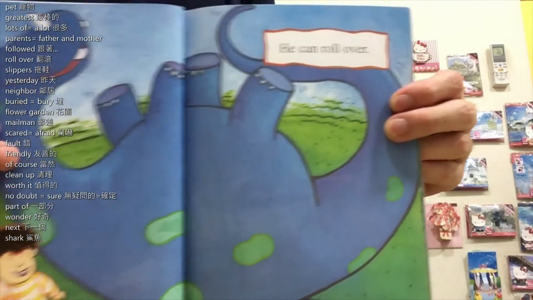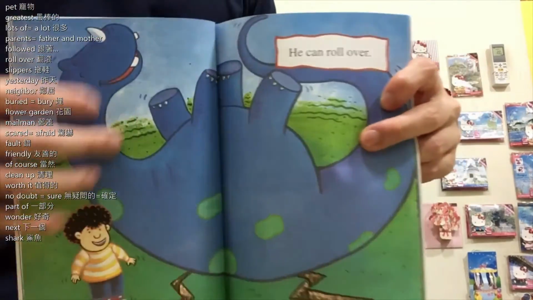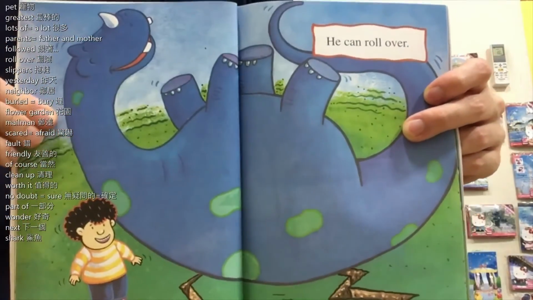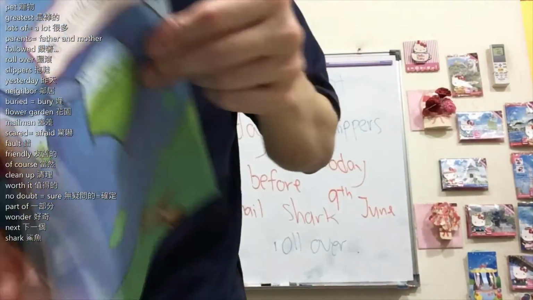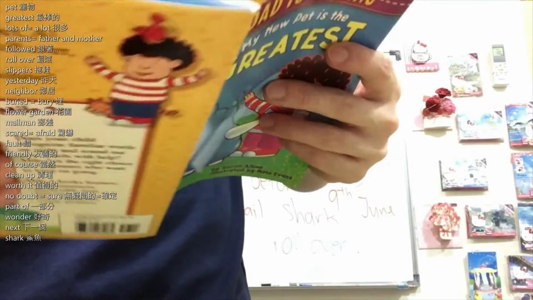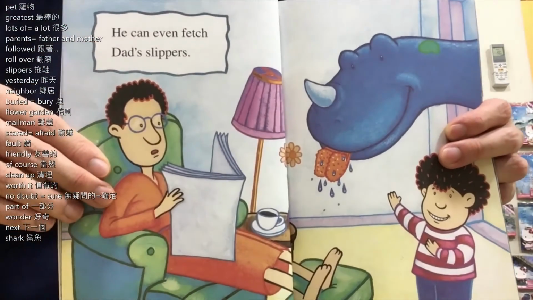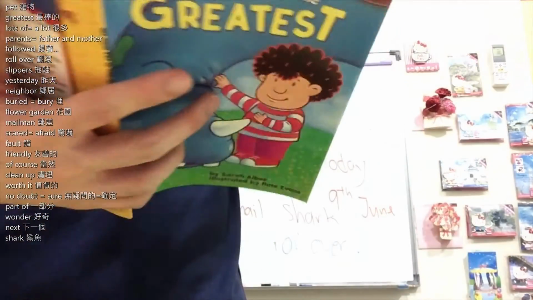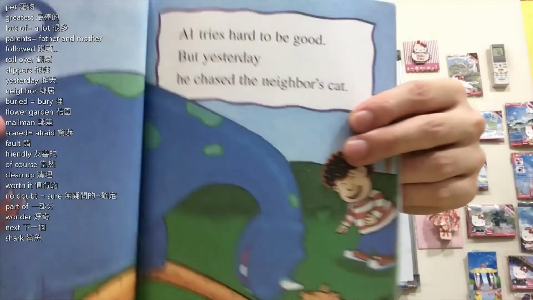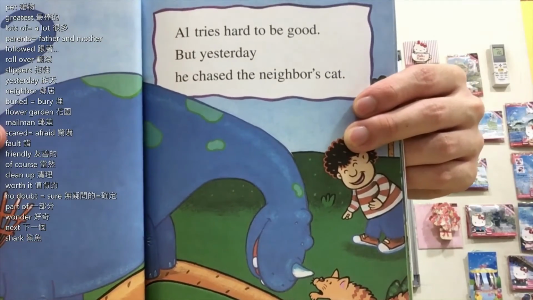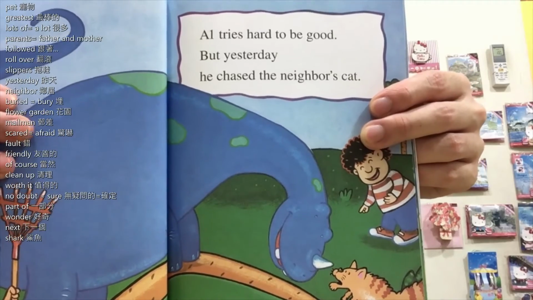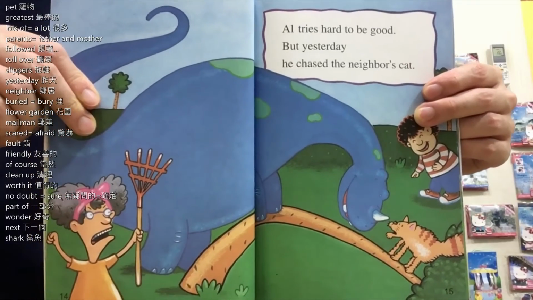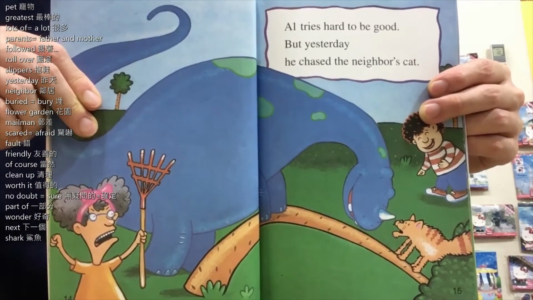He can roll over. The phrase here, roll over. As you can see, this action is called rolling over. He can even fetch Dad's slippers. As you can see here, he is fetching Dad's slippers. A1 tries hard to be good, but yesterday he chased the neighbor's cat.